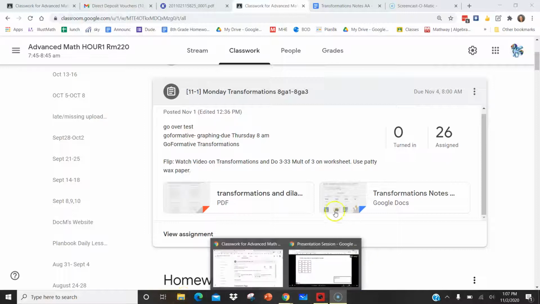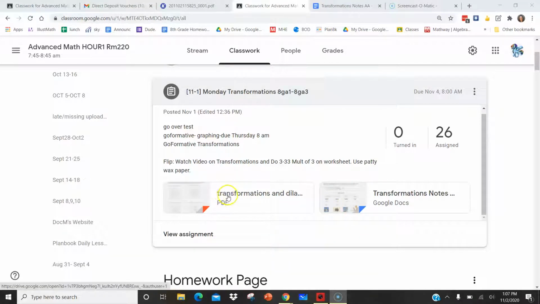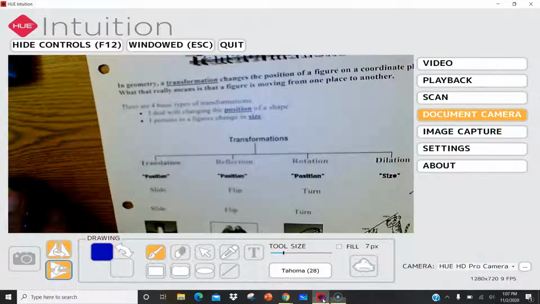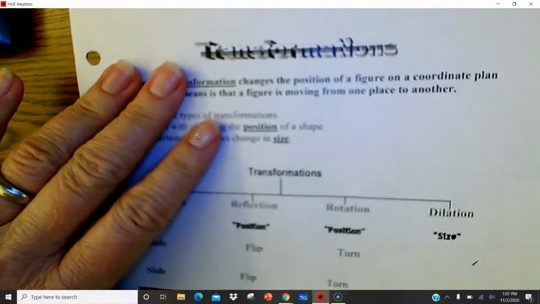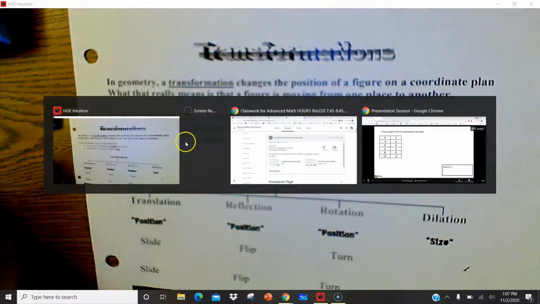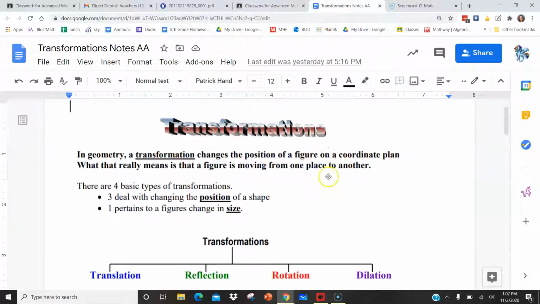Okay, so what we're going to do today is I'll talk briefly about transformations and dilations, and I'm going to go over these notes so you have an idea as to how to do the problems. So hopefully that will work out. And I apologize for it not being set up for you today. You'll also have access to it in the classroom. So I'll start off here.